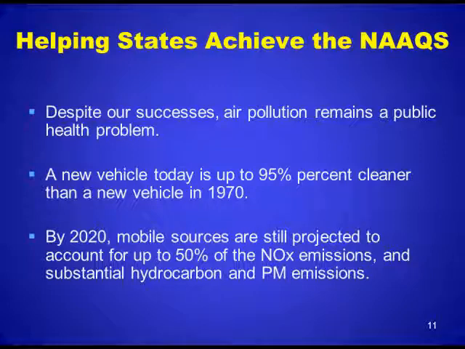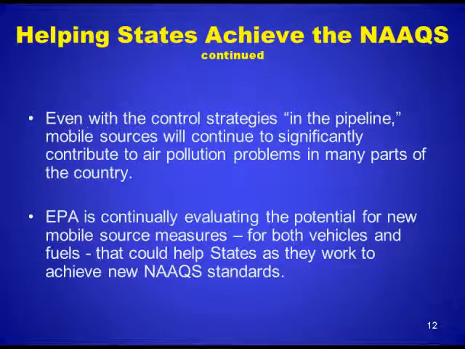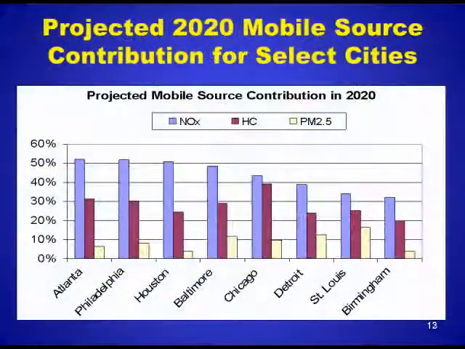By 2020, mobile sources are still projected to account for up to 50% of the NOx emissions and substantial hydrocarbons and particulate matter emissions. Even with control strategies in the pipeline, mobile sources will continue to significantly contribute to air pollution problems in many parts of the country. EPA is continually evaluating the potential for new mobile source measures for both vehicles and fuels that could help states as they work to achieve the new National Ambient Air Quality Standard. This chart shows projected 2020 mobile source contributions for select cities. It's presented for NOx, hydrocarbons, and PM 2.5.